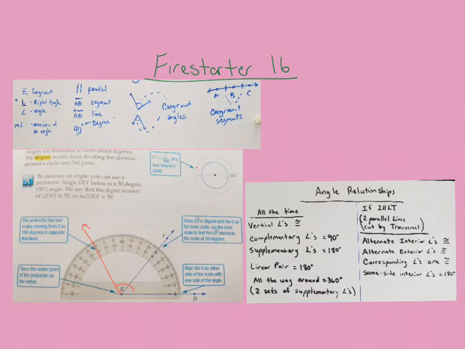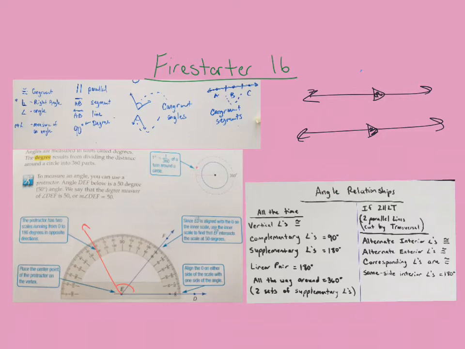So the only time you can have these ones right here is if you have two parallel lines cut by a transversal. So if I make these two lines right here, sometimes you'll see a little arrow there. That means parallel. So that means this is parallel to this, right?